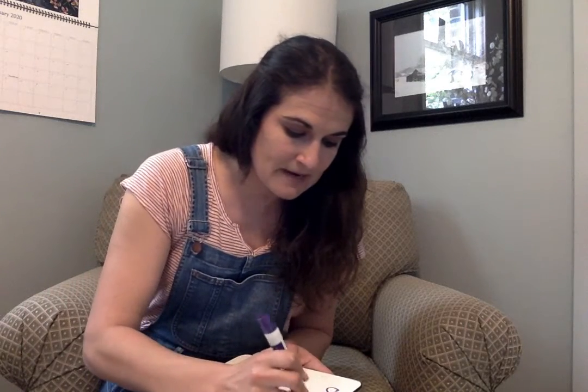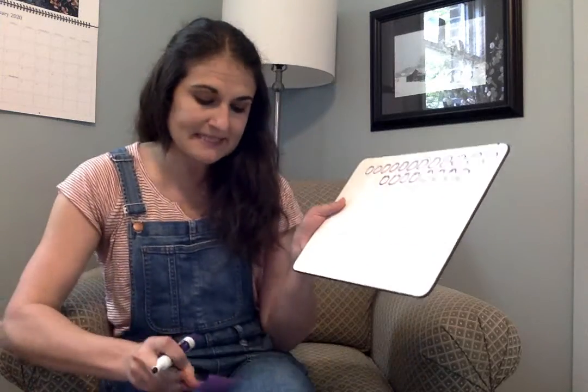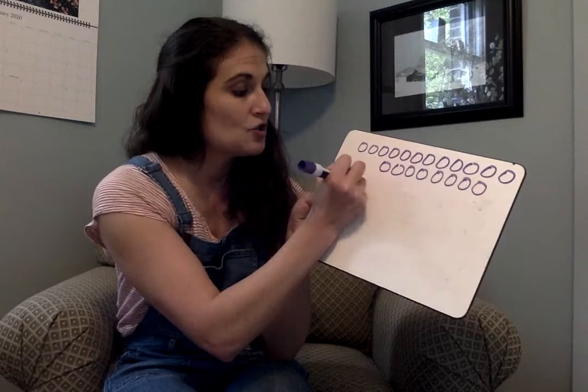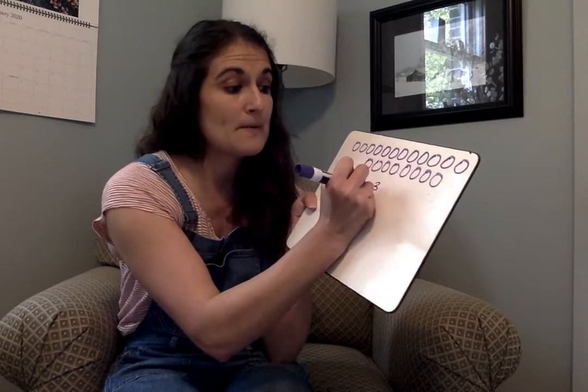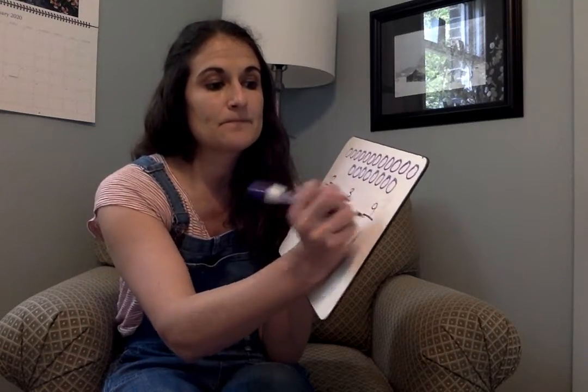All right, let's try again. This time, the whole is 20 pennies. So I'm going to draw 20 pennies. 1, 2, 3, 4, 5, 6, 7, 8, 9, 10, 11, 12, 13, 14, 15, 16, 17, 18, 19, 20. And this time, I want to ask you to share 20 pennies between 2 people, between 3 people, and between 9 people.